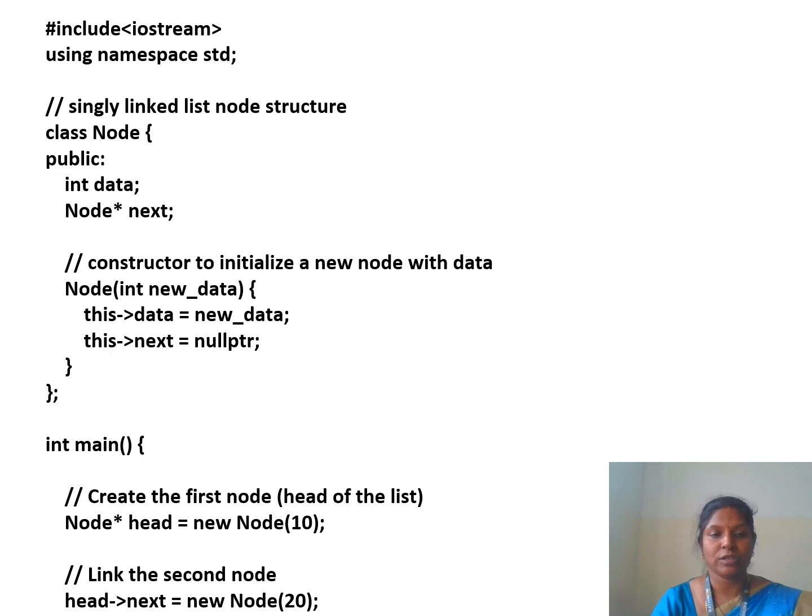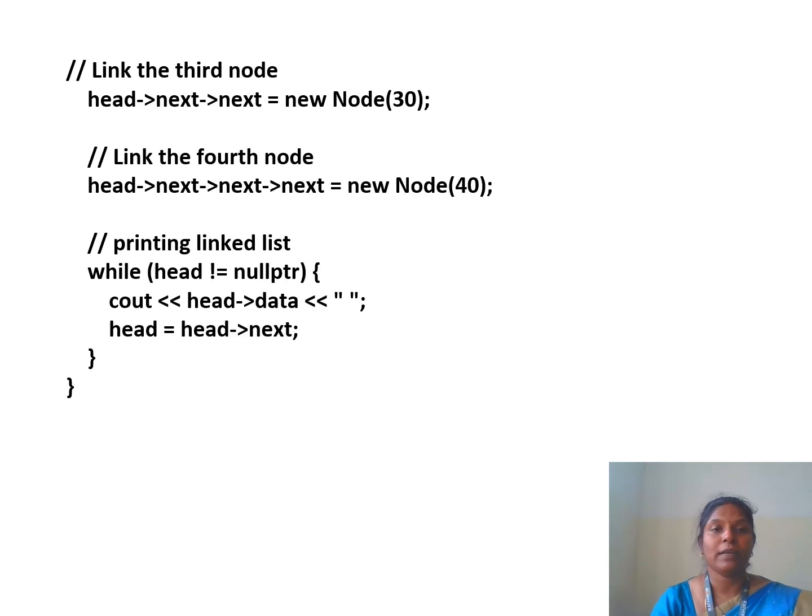See the main function. Create the first node, head of the list. Node* head equals new Node(10). Second, link the second node: head->next equals new Node(20). Third one, link the third node: head->next->next equals new Node(30). Link the fourth node with new Node(40).